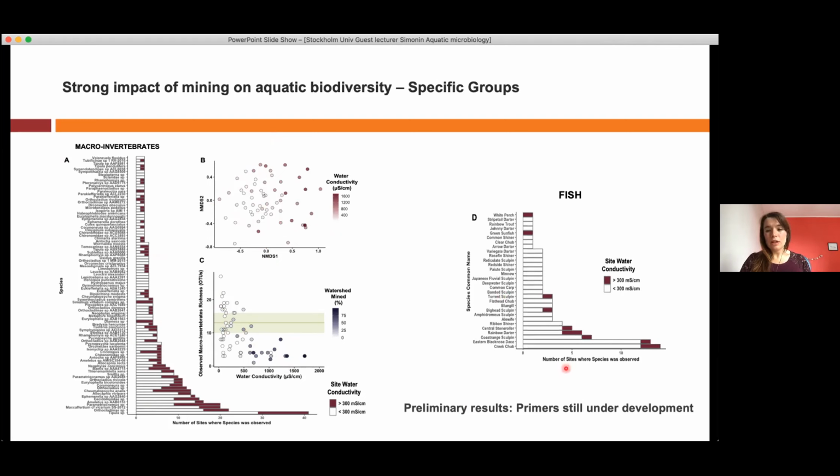And for fish, the detection was a little bit more difficult. We were not able to detect or amplify fish DNA from all the streams, but for the ones we were able to, you see it was mainly from streams that are unmined or below the 300 microsiemens. And so a very low detection of fish in mined streams in red.